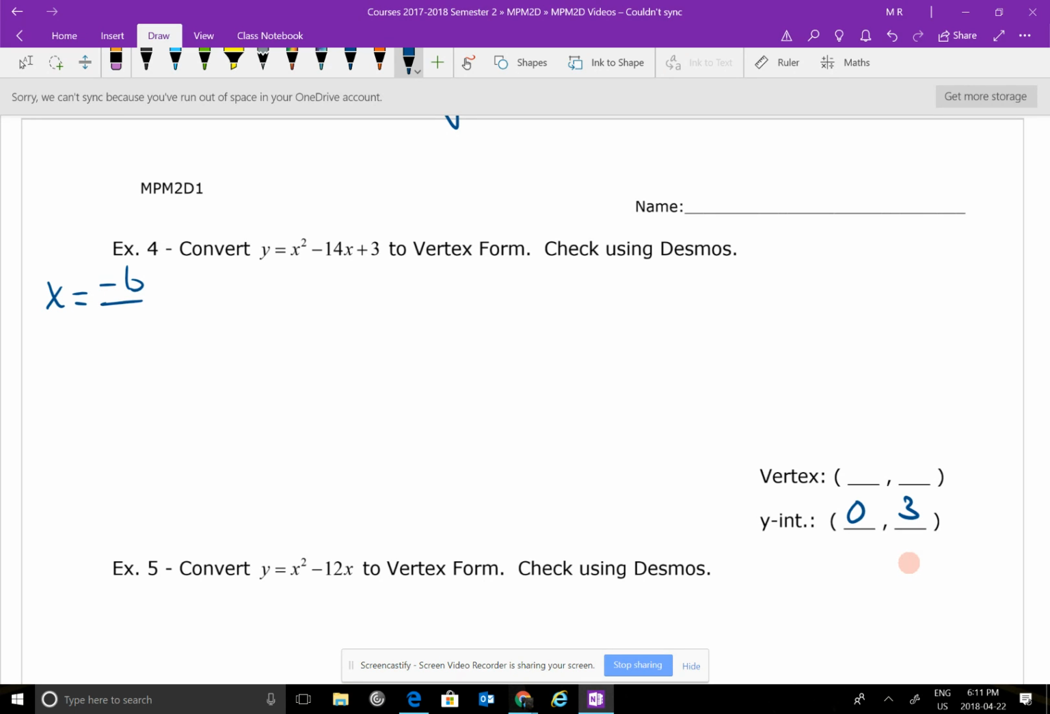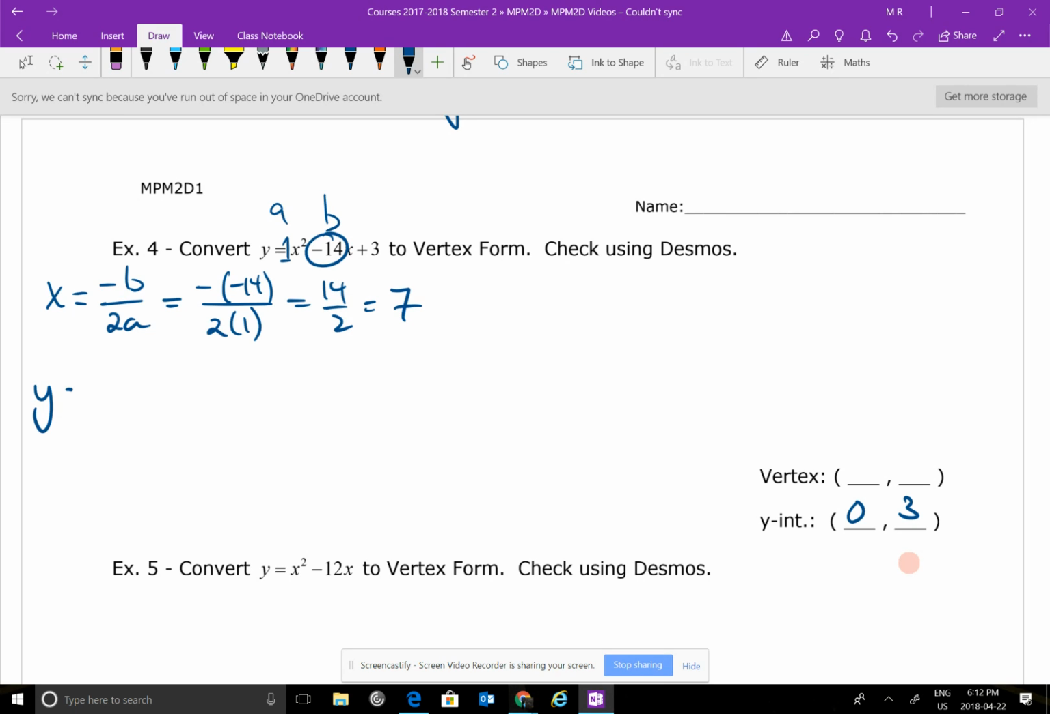So negative b over 2a. Well, okay, so b is negative 14. A is the invisible 1. So negative of negative 14 over 2 times negative 1. Sorry, 2 times 1, rather. Positive. And so that's going to be 14 over 2, which is equal to 7.